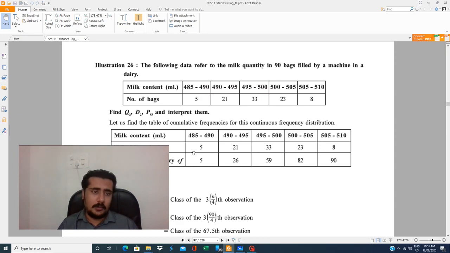Today, we'll be doing quartile, decile, percentile when a continuous frequency distribution is given, that is when classes and frequency are given. Let us start with illustration number 26 of your textbook.